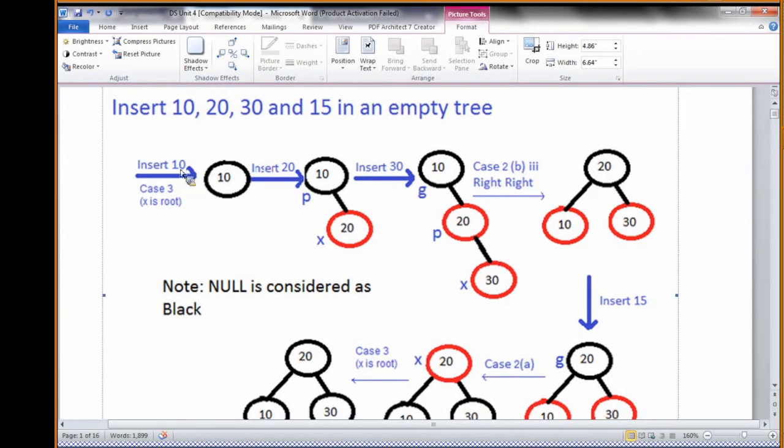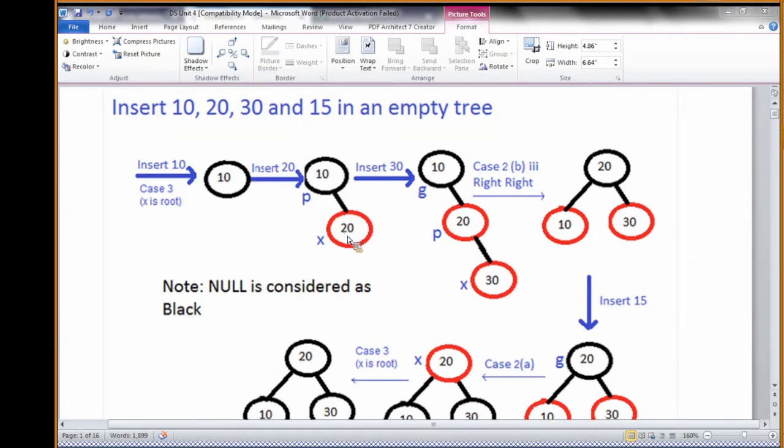So first insert the 10 because it is an empty tree. An inserted element should be red color, so we insert it as red, and after that, since it is the root, we convert it to black. Then the second one, 20: 20 is higher than 10, so we insert it on the right side, and 20 will be red as it is the new node, and 10 is the black root. So if you take parent and child, it will be 10 and 20 like this.